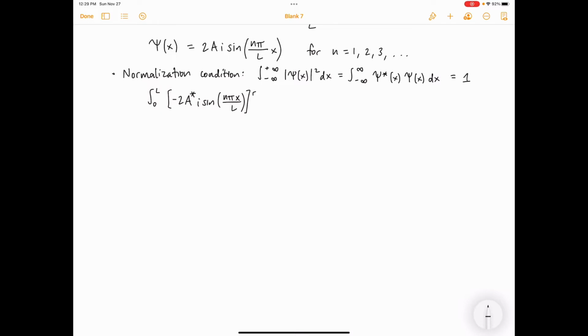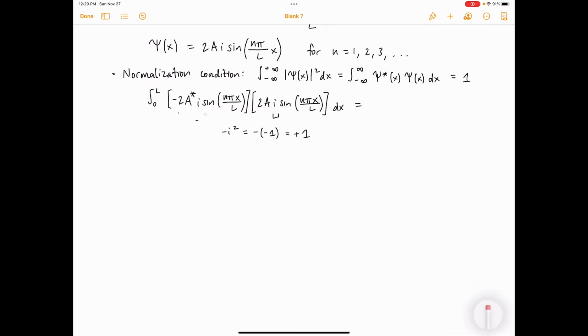All right, and then we multiply that by the wave function itself, which is 2 times A times I times sine of n pi x divided by L, and that's multiplying dx. All right, that's great. So let's see what we have. I have minus I times I going on here. There's a minus I here, there's an I here. And minus I squared, which is what we have here, is equal to minus minus 1, because I squared is minus 1, so this is just plus 1.